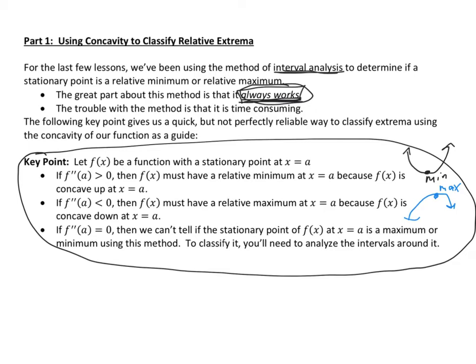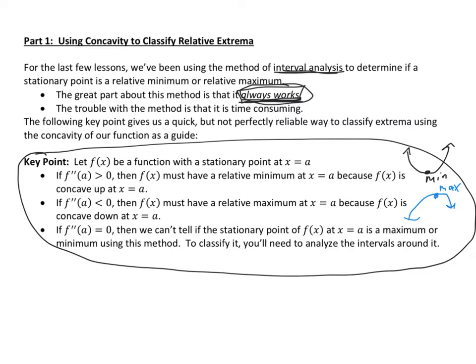So effectively, what we can do instead of setting up the intervals is, as soon as you get those stationary x values, plug them into the second derivative. If the second derivative is positive, you're looking at a minimum. If the second derivative is negative, you're looking at a maximum.